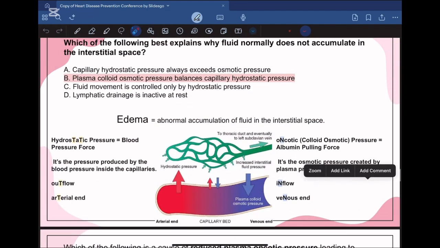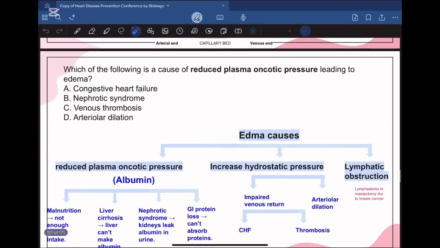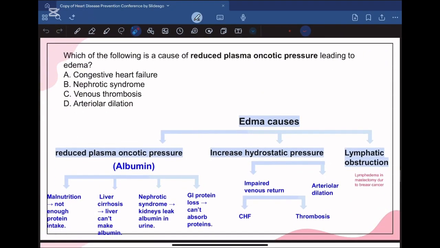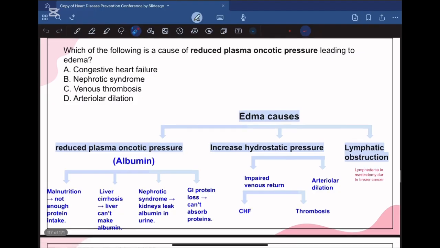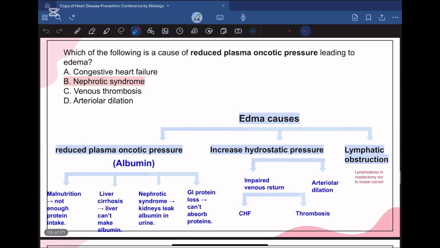We talked about what edema is and why it normally does not happen. Now we'll talk about why edema happens, meaning what the causes of edema are. Which of the following is a cause of reduced plasma oncotic pressure leading to edema: congestive heart failure, nephrotic syndrome, venous thrombosis, arteriolar dilation? What do you think is the right answer? Okay, so the right answer is basically nephrotic syndrome.